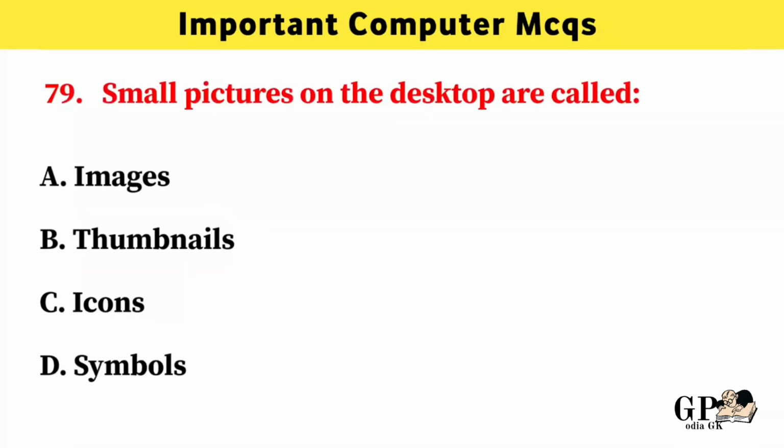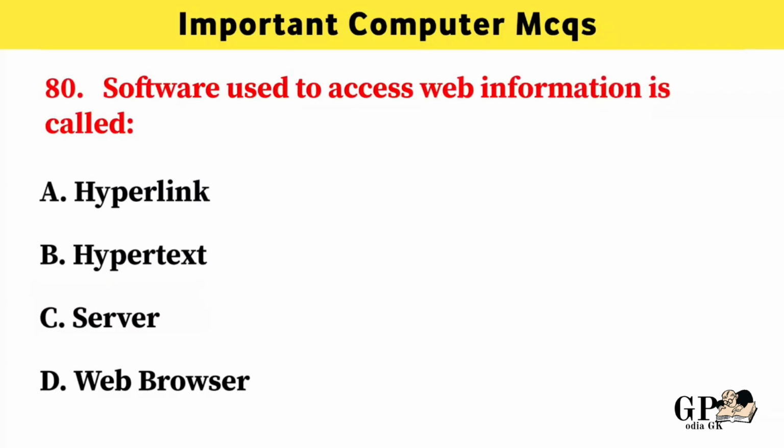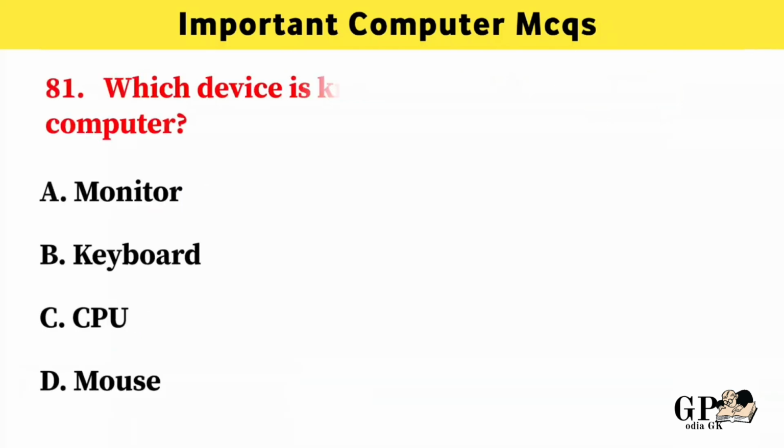Small pictures on the desktop are called. The correct answer is icons. Software used to access web information is called. The correct answer is web browser. Which device is known as the brain of the computer? The correct answer is CPU.